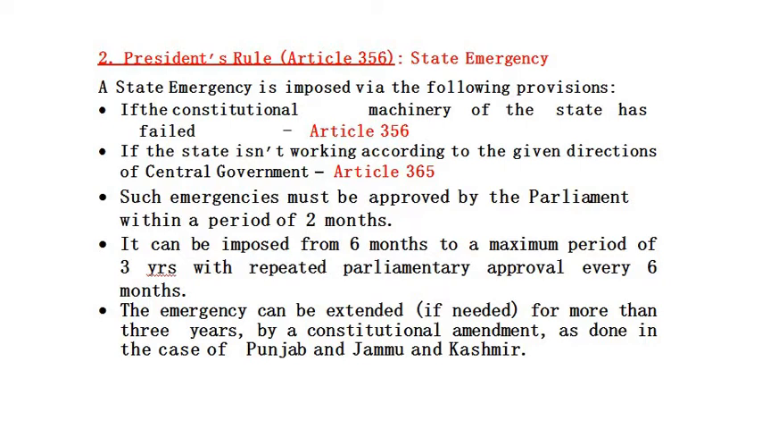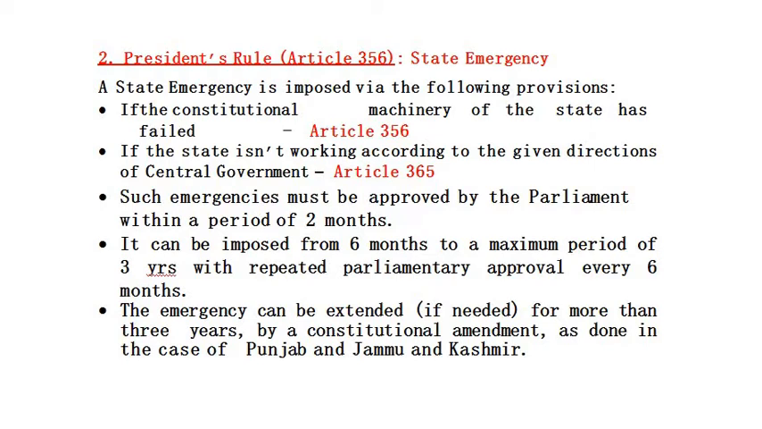Then comes the President's rule, Article 356, state emergency. The constitutional machinery of the state can fail under Article 356. That means the Constitution has given some provisions that the state has to follow, and if the state is not following them, then this type of emergency is imposed on that state. If the state isn't working according to the given directions of the central government, then the article gives the state emergency on the following states. Such emergencies must be approved by the Parliament within a period of 2 months.